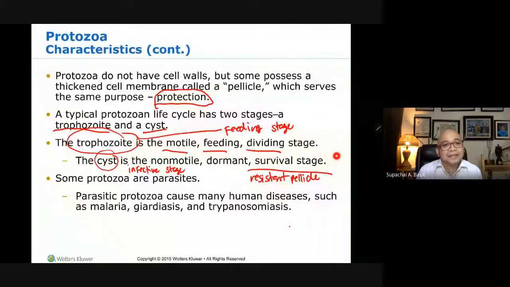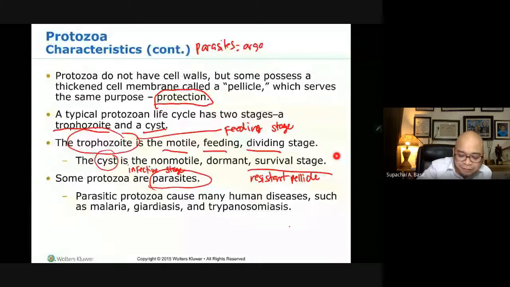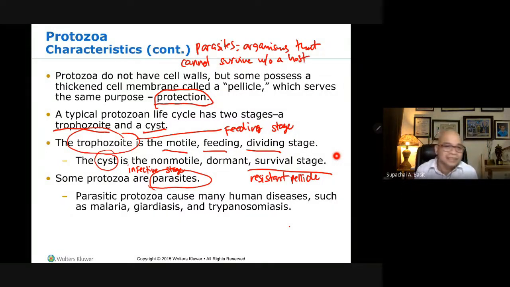Some protozoans are parasites. What do we mean by the word parasites? Parasites are organisms that cannot survive without a host. There are several kinds of parasites, and protozoans are just one of them.